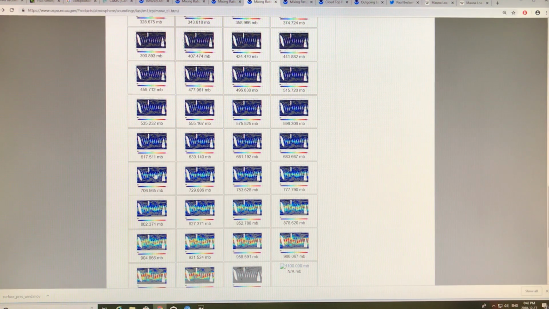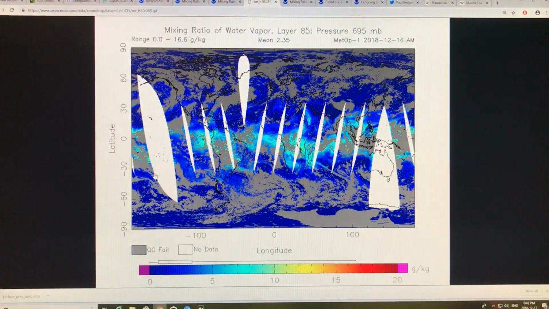This is, let's pick a number, about 700 millibar, so it's just over 3 kilometers high. You can see there is a larger variation. There'll be almost no water vapor. This is in parts per thousand, grams of water vapor per kilogram of air.